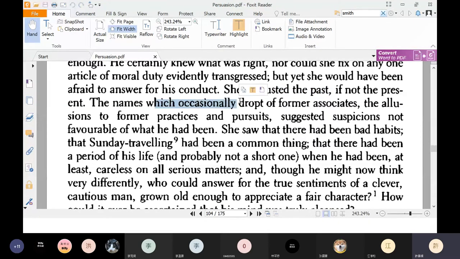"The names which occasionally dropped of former associates, the allusions to former practices and pursuits, suggested suspicions not favorable of what he had been." So, judging by the names of people that he used to associate with, and judging by some references to things that he used to do, pursuits and practices are activities, these people and these things suggested to Anne that he was not always such a good man, right? So suspicions not favorable of what he used to be.